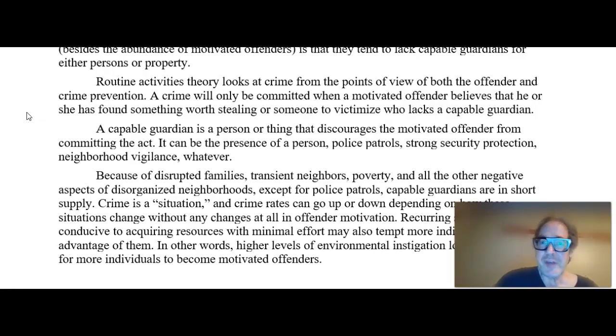But as with all theories, it has its weaknesses, and the weaknesses of routine activities theory are essentially the same as the weaknesses of rational choice theory, in that it assumes that offenders are rational actors, and we know that's not always true. Many offenders behave quite irrationally because they're aroused by substance abuse or emotions of anger.